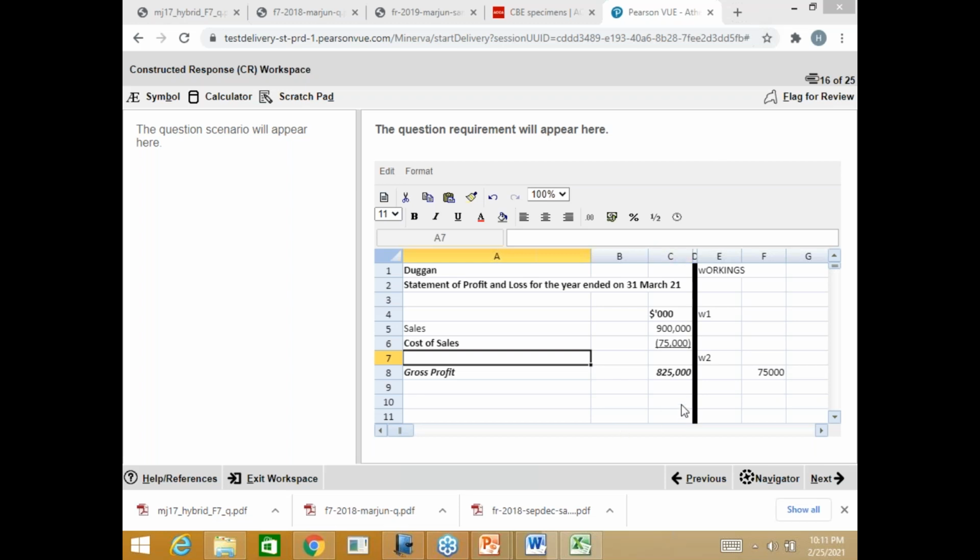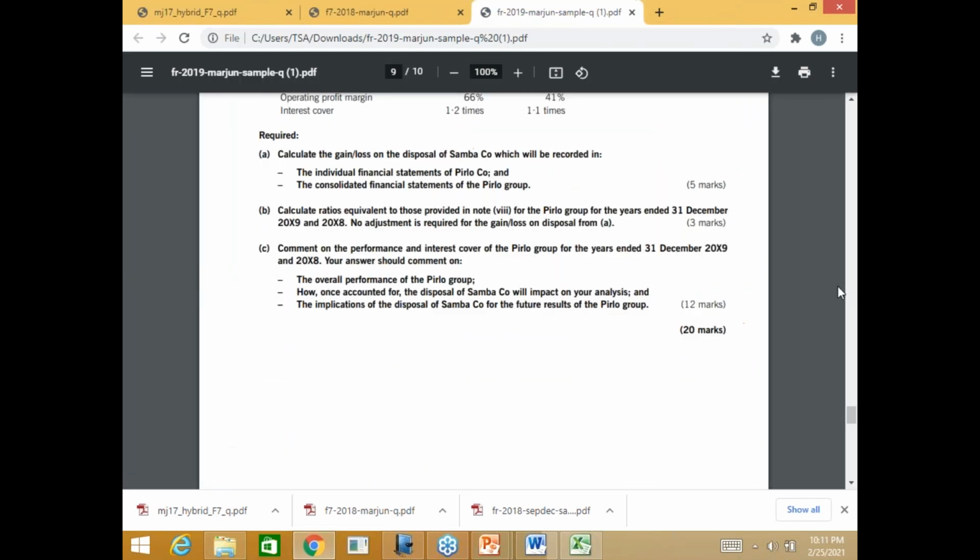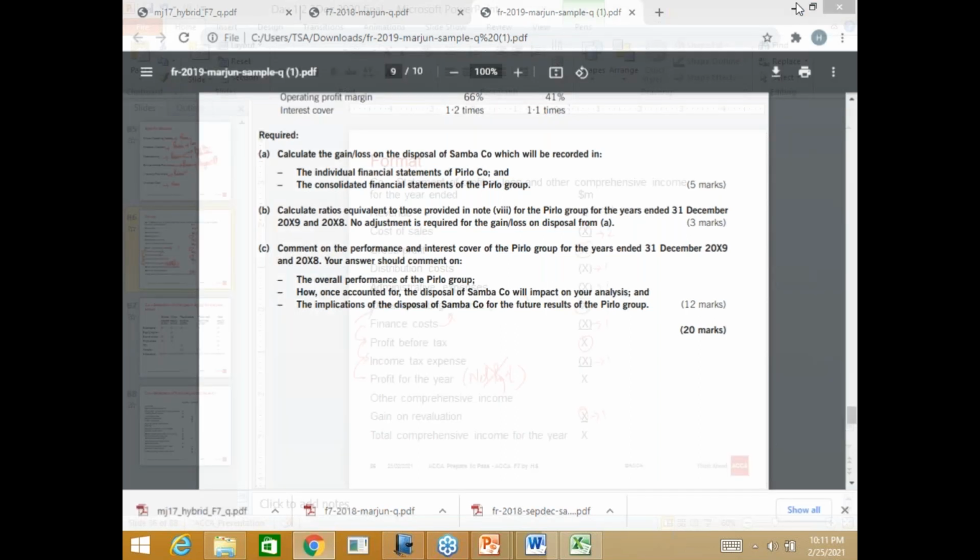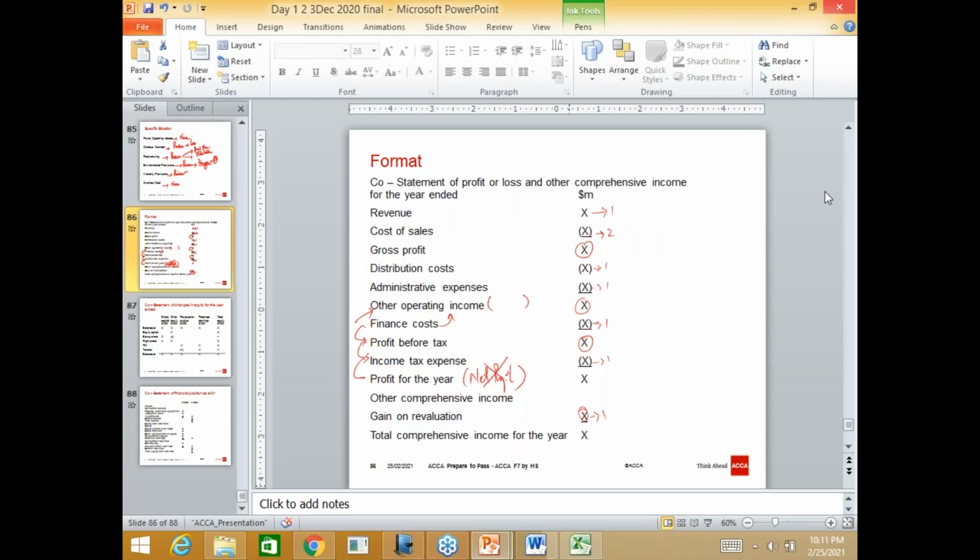So let's start the new topic, that is consolidation. Yes, you can use the word NCI. That's fine too. So let's start with the new presentation slide. You can download the handouts from the handout section.